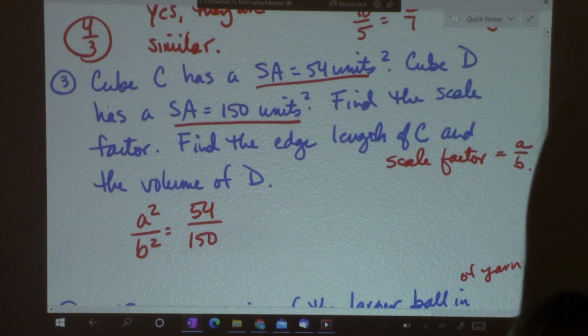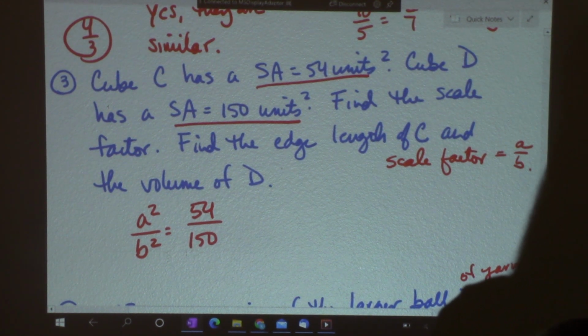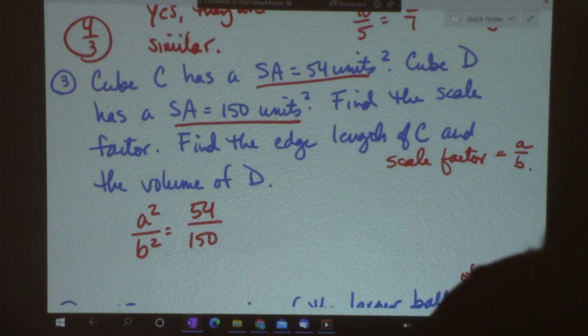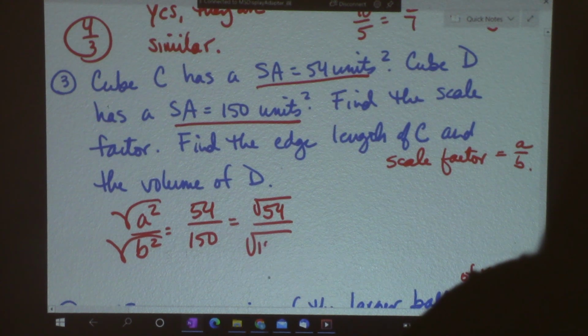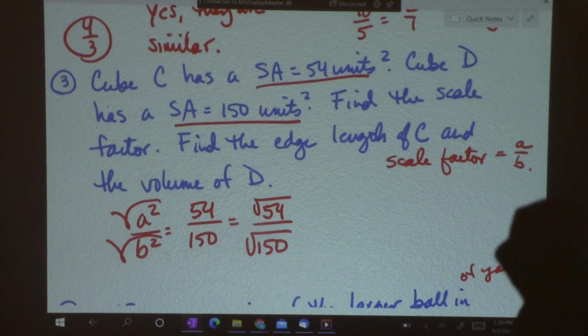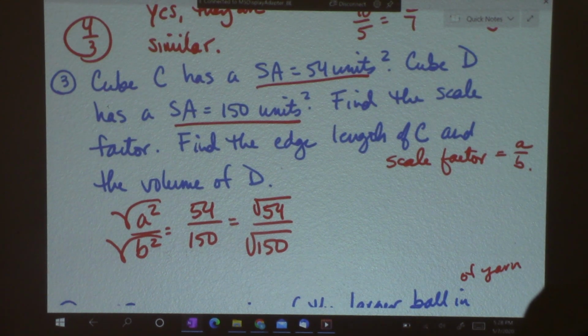Now this is going to get into a little algebra, so if you got stuck, don't worry, we'll figure it out. So what do we do? We take the square root. So I have the square root of 54 over the square root of 150. Well, can I reduce that? Do you remember how we do that? What you do is you find the largest perfect square and you factor it out.